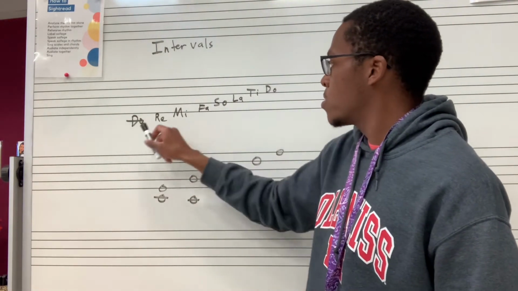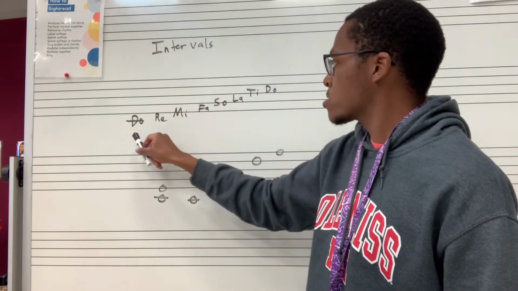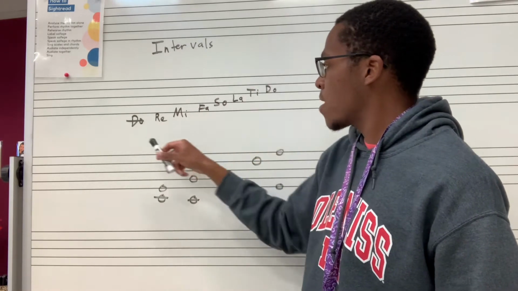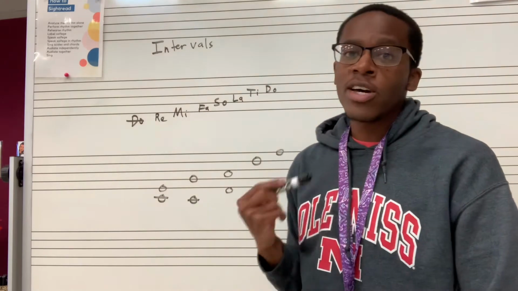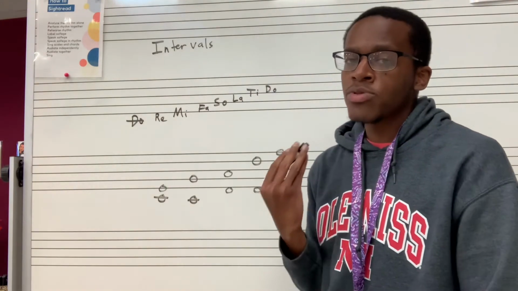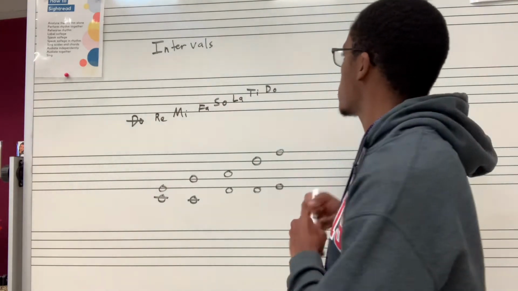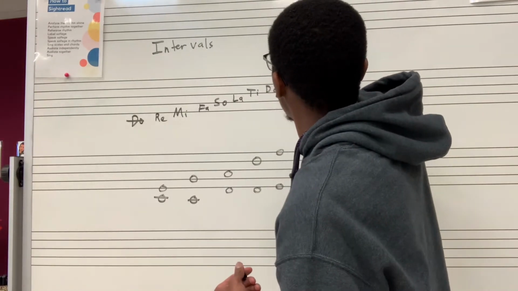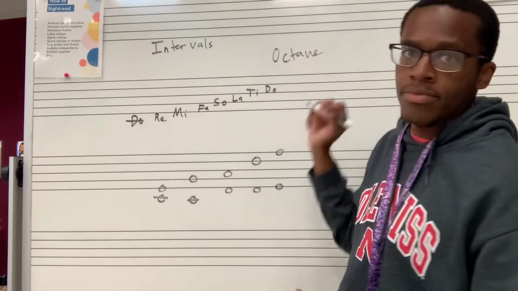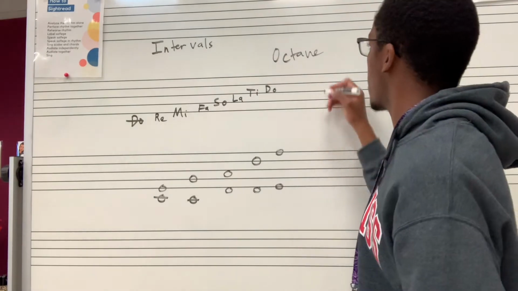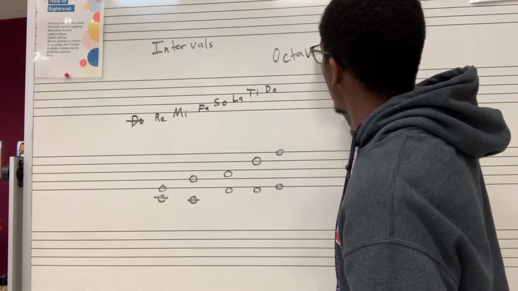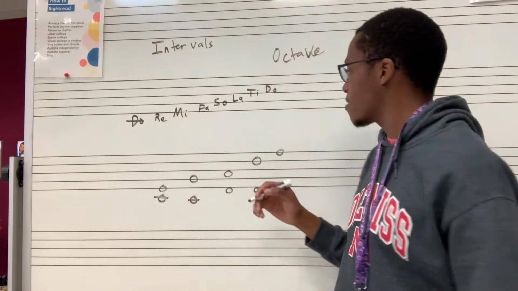Do, sol, do, la would be a sixth. Do, ti would be a seventh. And do could be an eighth. Sometimes you'll see it as an eighth, but most of the time you'll see it written as an octave. That's supposed to be a V, but of course, that's my handwriting.